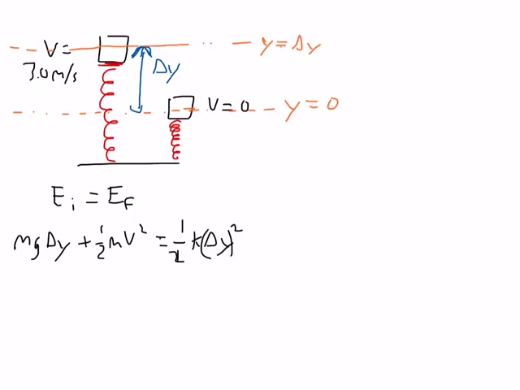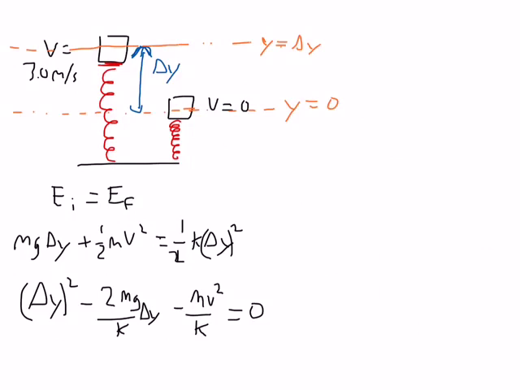So if we rearrange, we can get delta y squared minus 2mg over k delta y minus mv squared over k equals 0. And this is a quadratic equation in terms of this delta y. So you plug that into the quadratic formula. I'm not going to write the whole thing out.